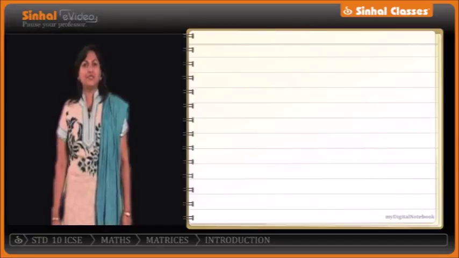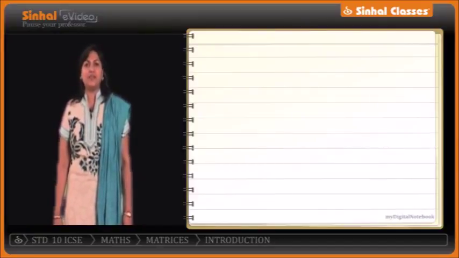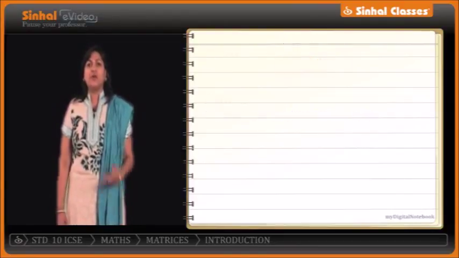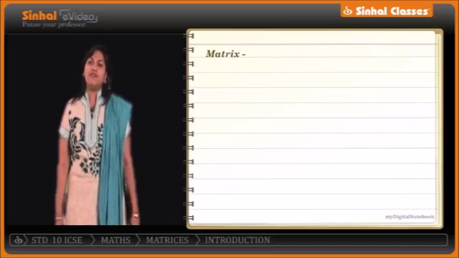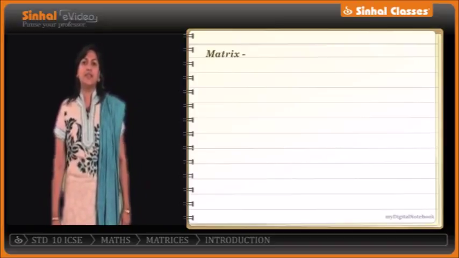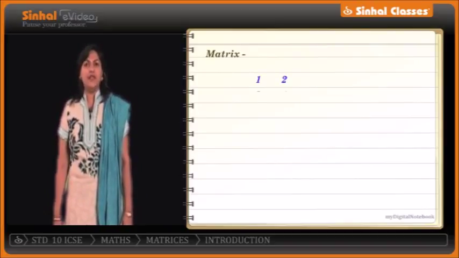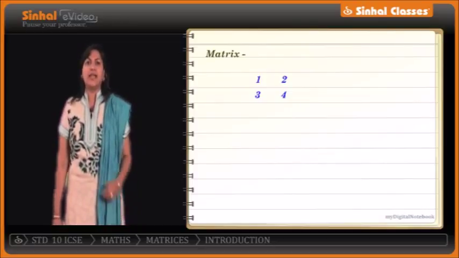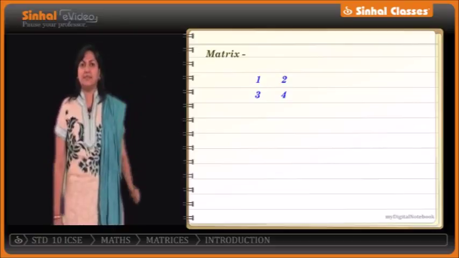Hello everyone. Today we are going to learn about matrices. What are matrices? Matrices are the plural of a matrix. Now what is a matrix? If we are given some numbers, say 1, 2, 3, 4, we want to arrange them in rows and columns. It can be done as this.